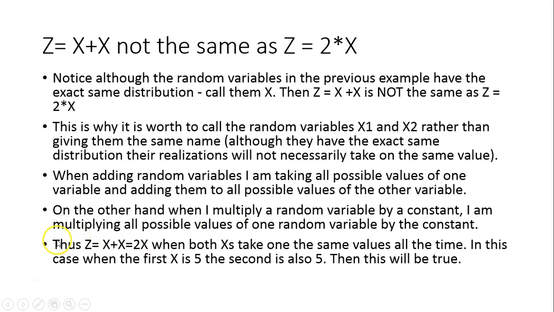Thus, z equals x plus x equals 2x when both x's take on the same value all the time. In this case, when the first x is 5, the second x will also be 5. This will only happen, which we haven't talked about yet, when x1 and x2 are not independent but highly correlated. Actually, they're correlated with a correlation of 1. In this case, it will be true that z equals 2 times x. They're highly correlated, but don't worry about this for now.